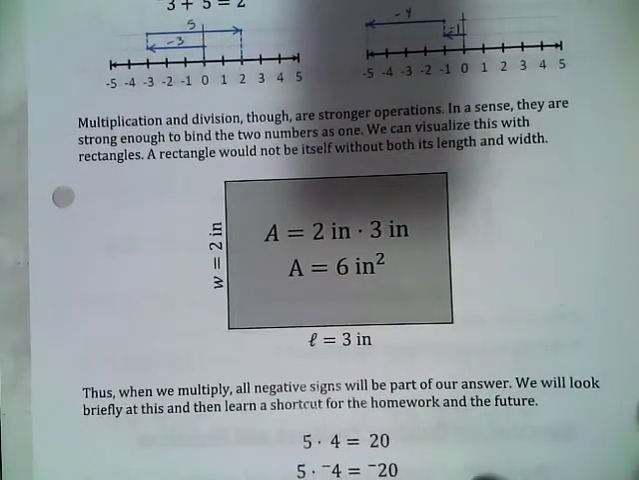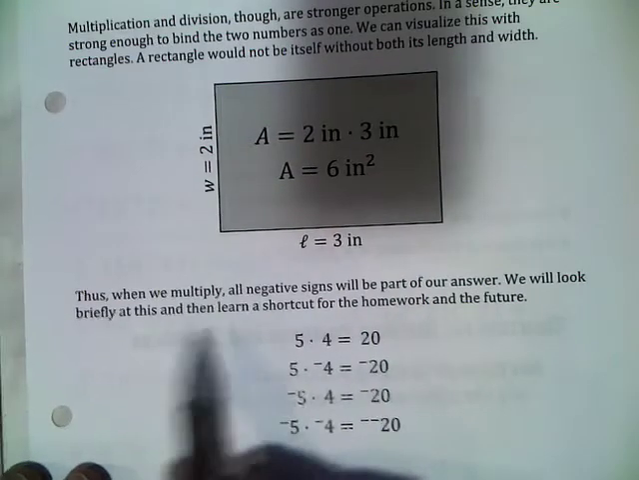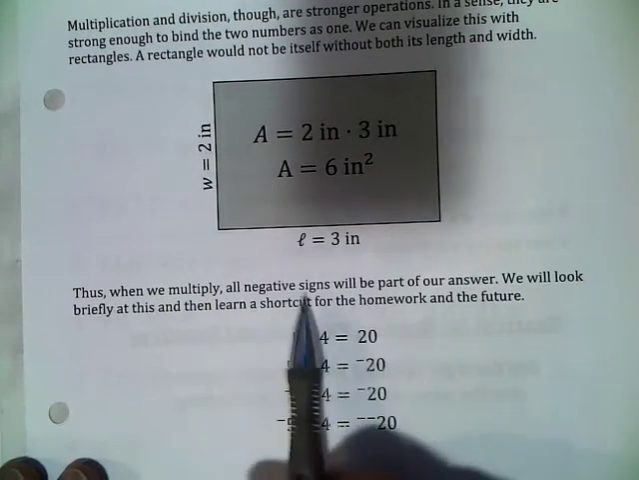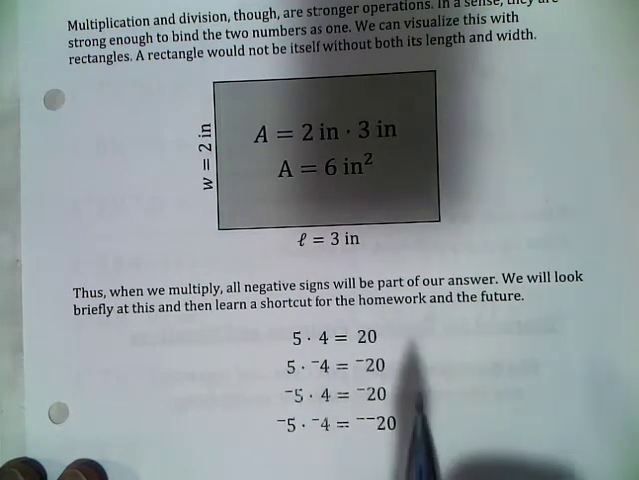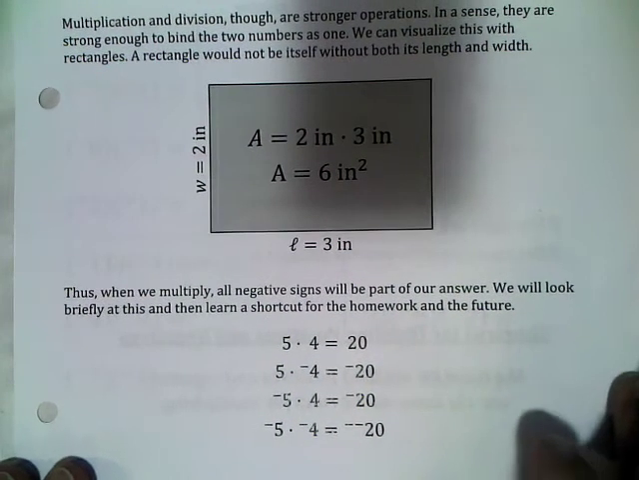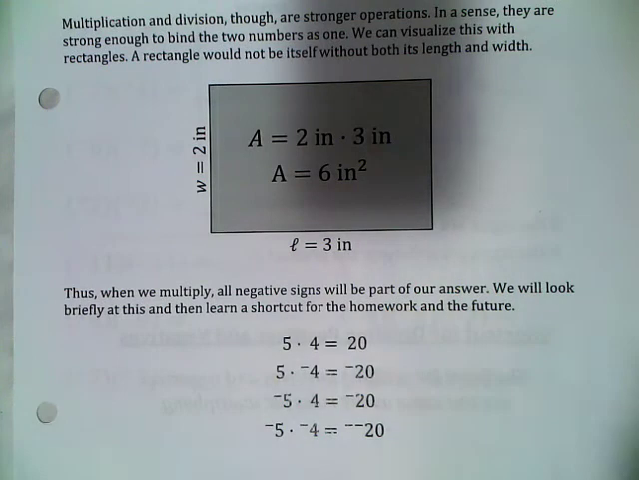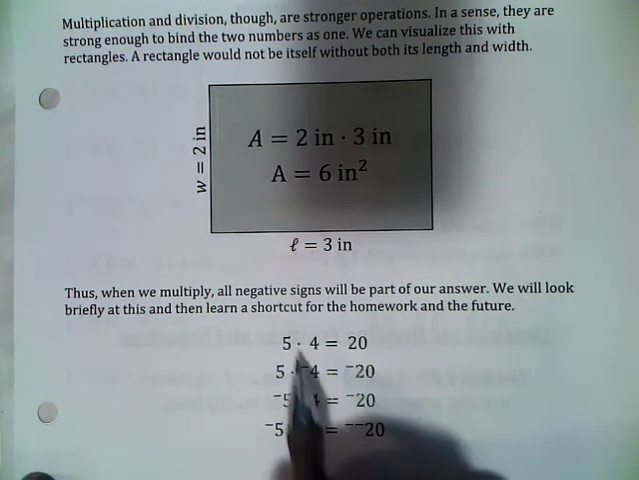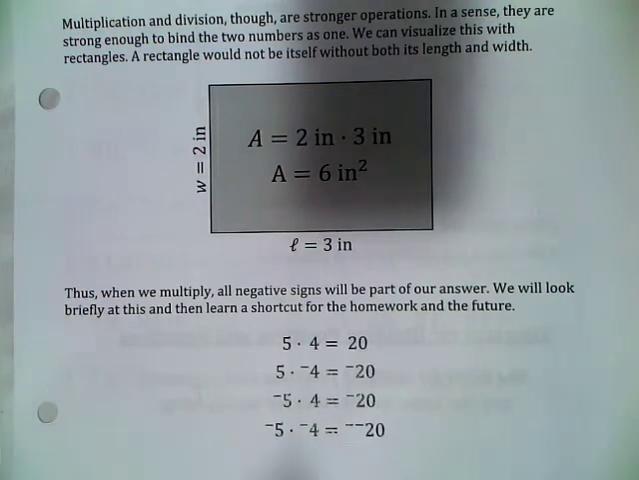So with that being said, when we multiply, all the negative signs will actually be part of our answer. They all tag along. We're going to look briefly at this, but then I'm going to teach you a shortcut for the homework in the future. So don't get too caught up in what we're about to talk about, but this is kind of the basics of what's going on. So first of all, 5 times 4 is 20.